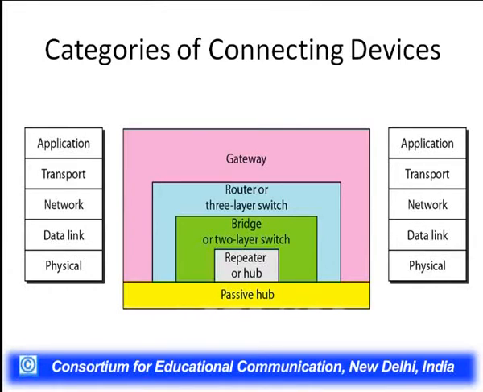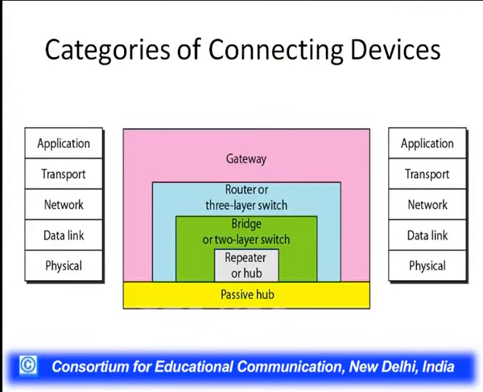So we can see that the repeater or the hub works at the physical layer. The bridge basically works at the data link as well as the physical layer. The router works at the network layer, and the gateways work at the application layer level of the OSI model.